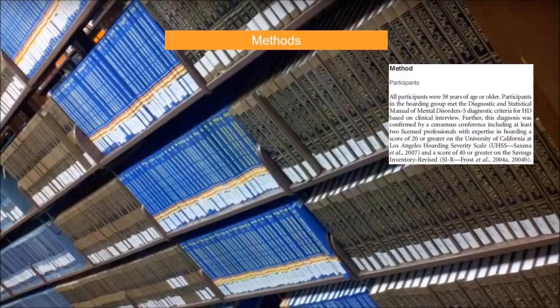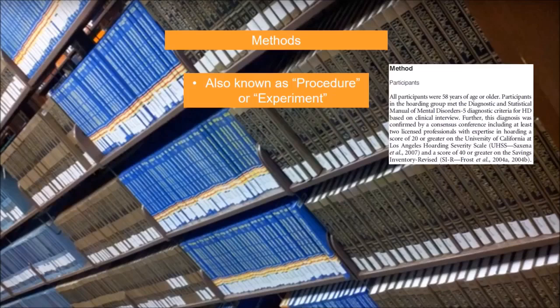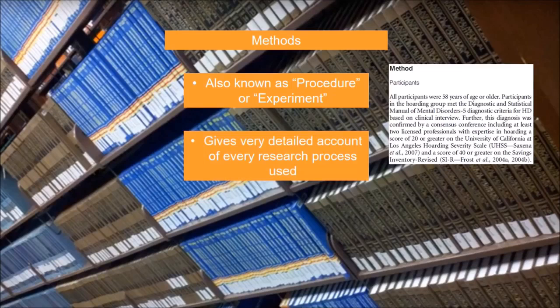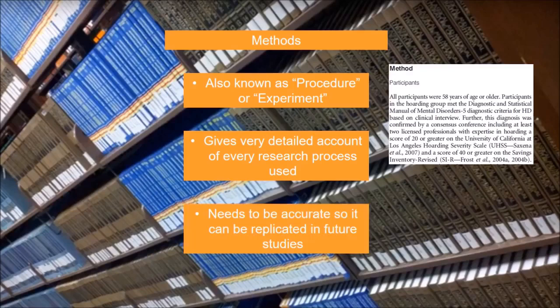The methods section, also known as the procedure or experiment section, gives a detailed account of every research process in the study, including the criteria for selecting subjects, as well as every tool or measurement used. The methods section needs to be as precise and accurate as possible, so that it can be replicated or improved upon in future studies.